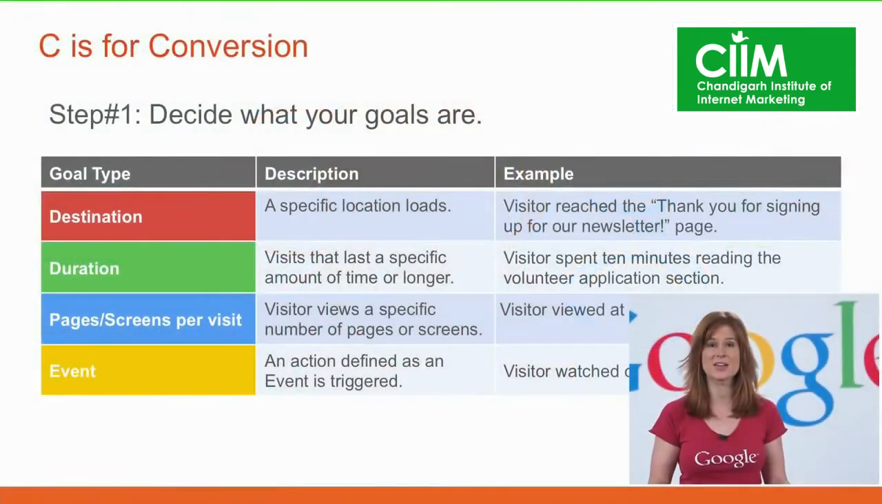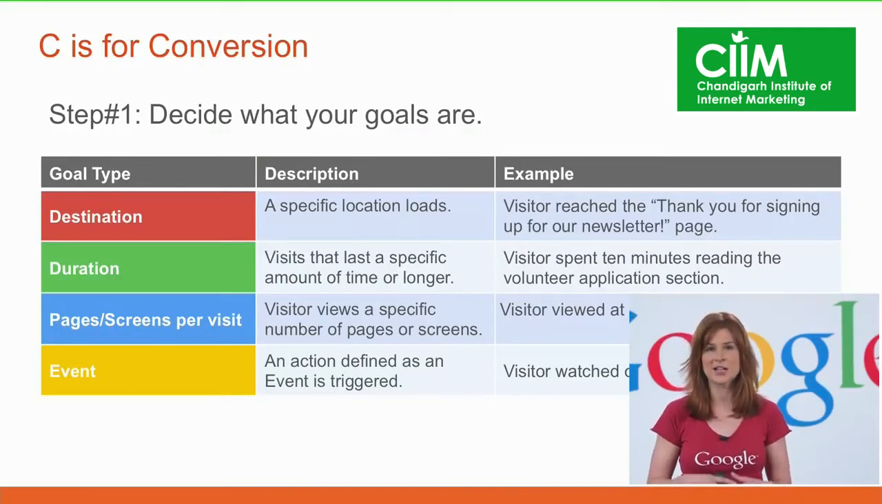The first goal type is a destination goal. Basically that means that you can track if a specific page on your website loads. Let's take an easy example. Let's say that you have that local bakery and you have a request for a quote form, and you want to track if a visitor to your website has filled out the form and requested a quote. You can track if that visitor reaches the thank you for your quote request page. So that's one way that you can track that process from the beginning all the way to the end and see if your site is working.